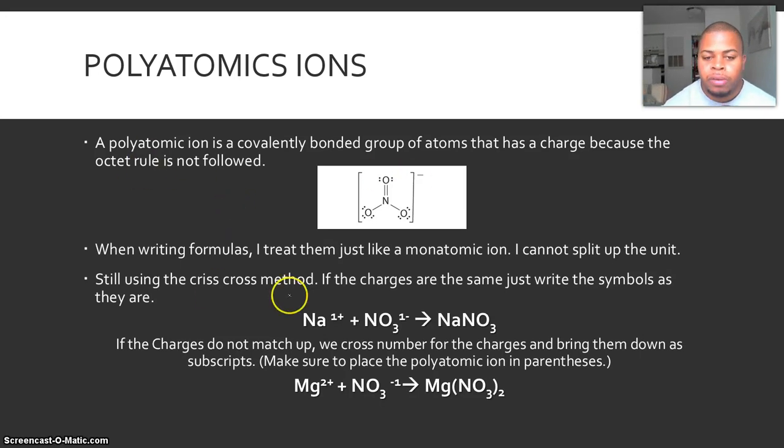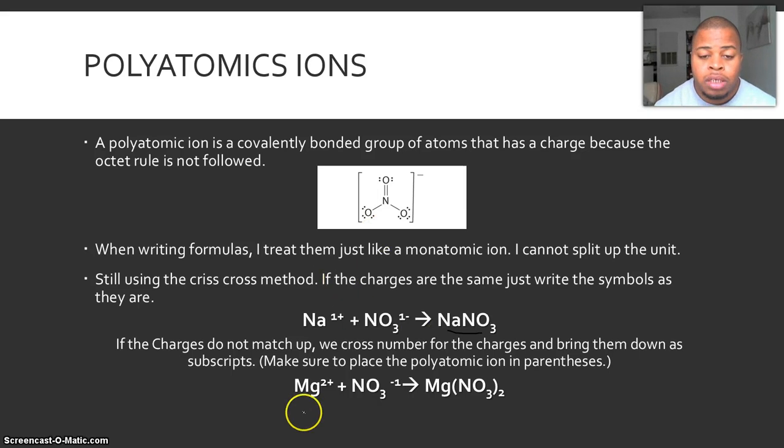If we look down here, we're still going to use the crisscross method, and we have sodium 1+ and a nitrate ion with a 1- charge. Because the charges are the same, they cancel out to 0, so I just write the formula as it is, NaNO3, and I'm done. But if the charges don't match up, I have another step that I have to do.